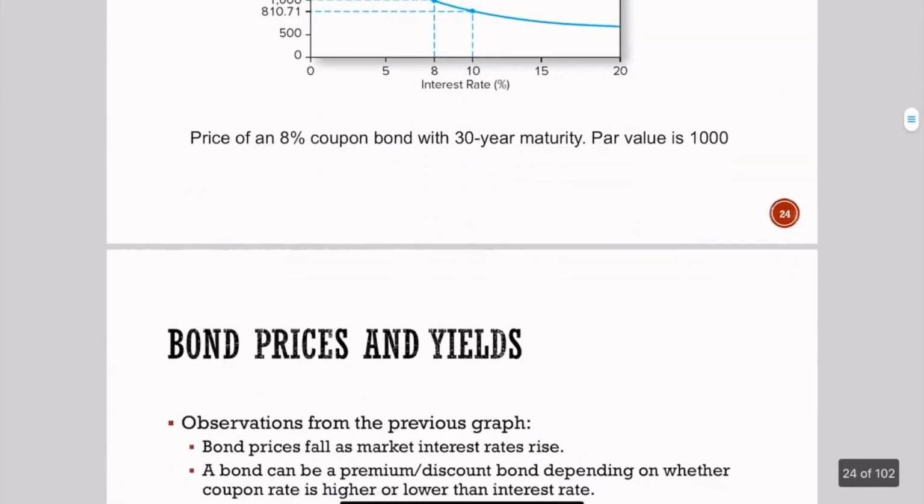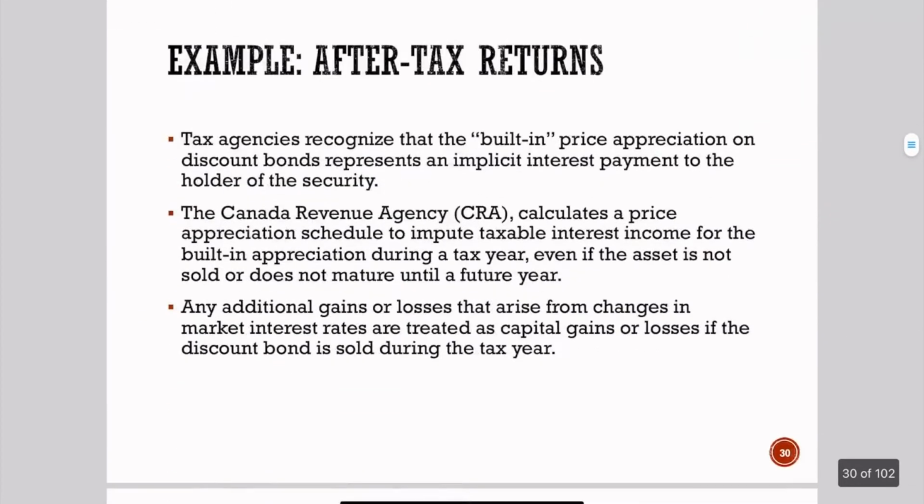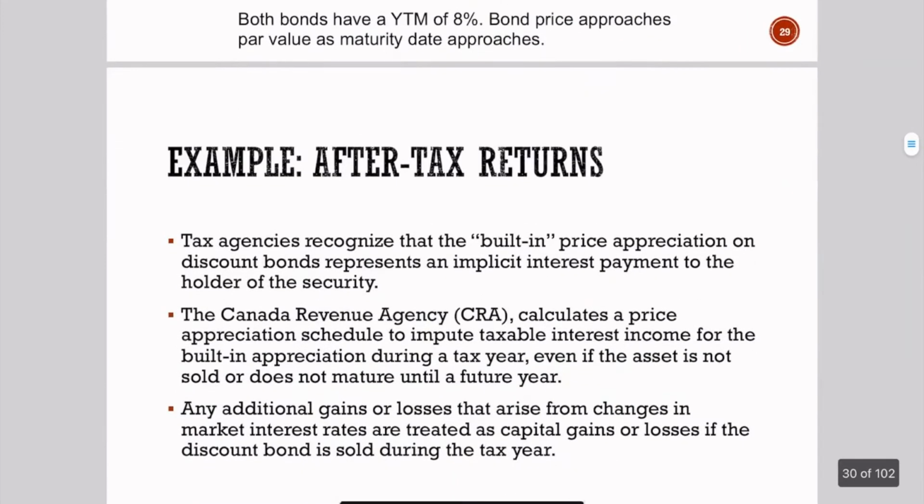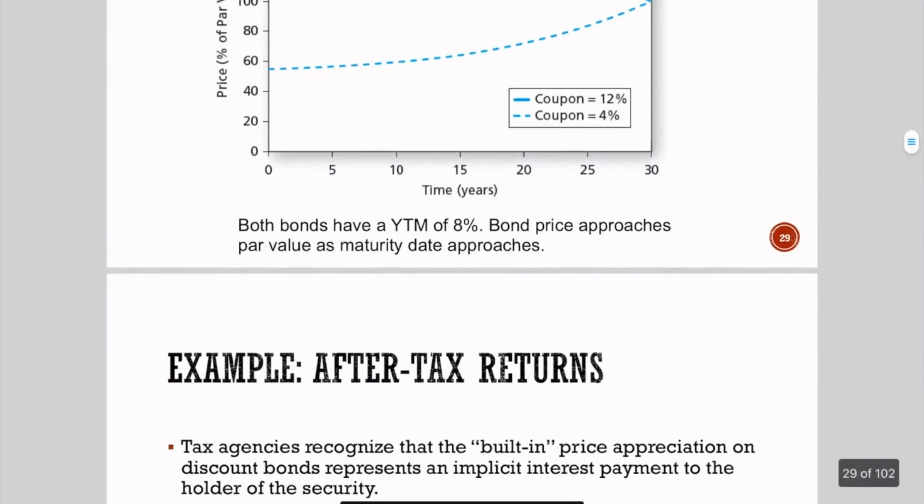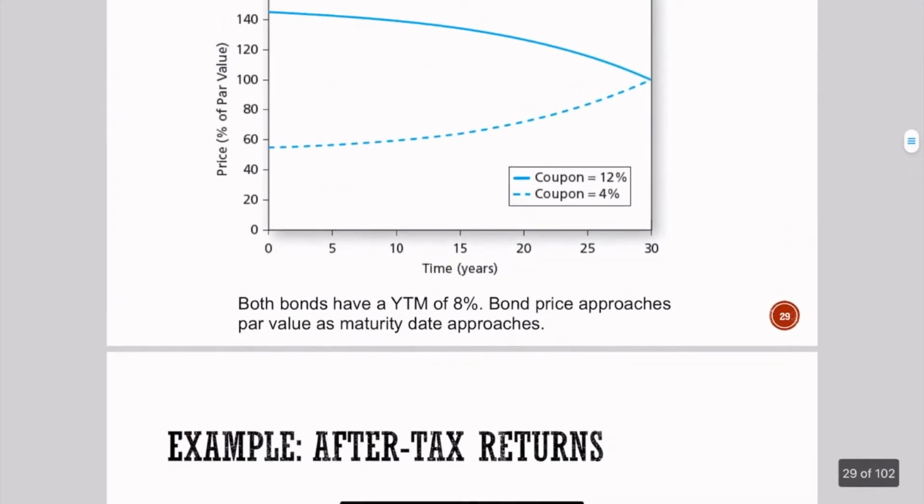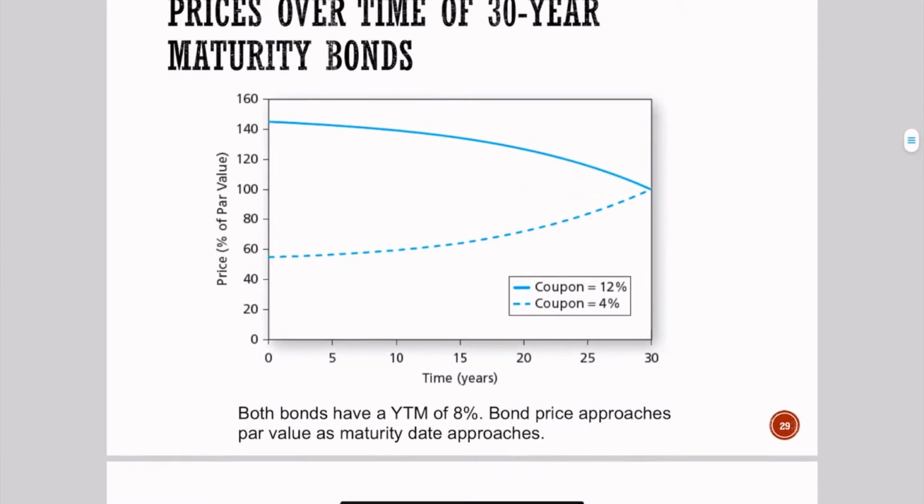Okay, so now let's use an interesting example to do some practice and to understand this bond pricing formula. This example is about after-tax bond returns. What is the background story about this example? Well, we could actually use this picture here.